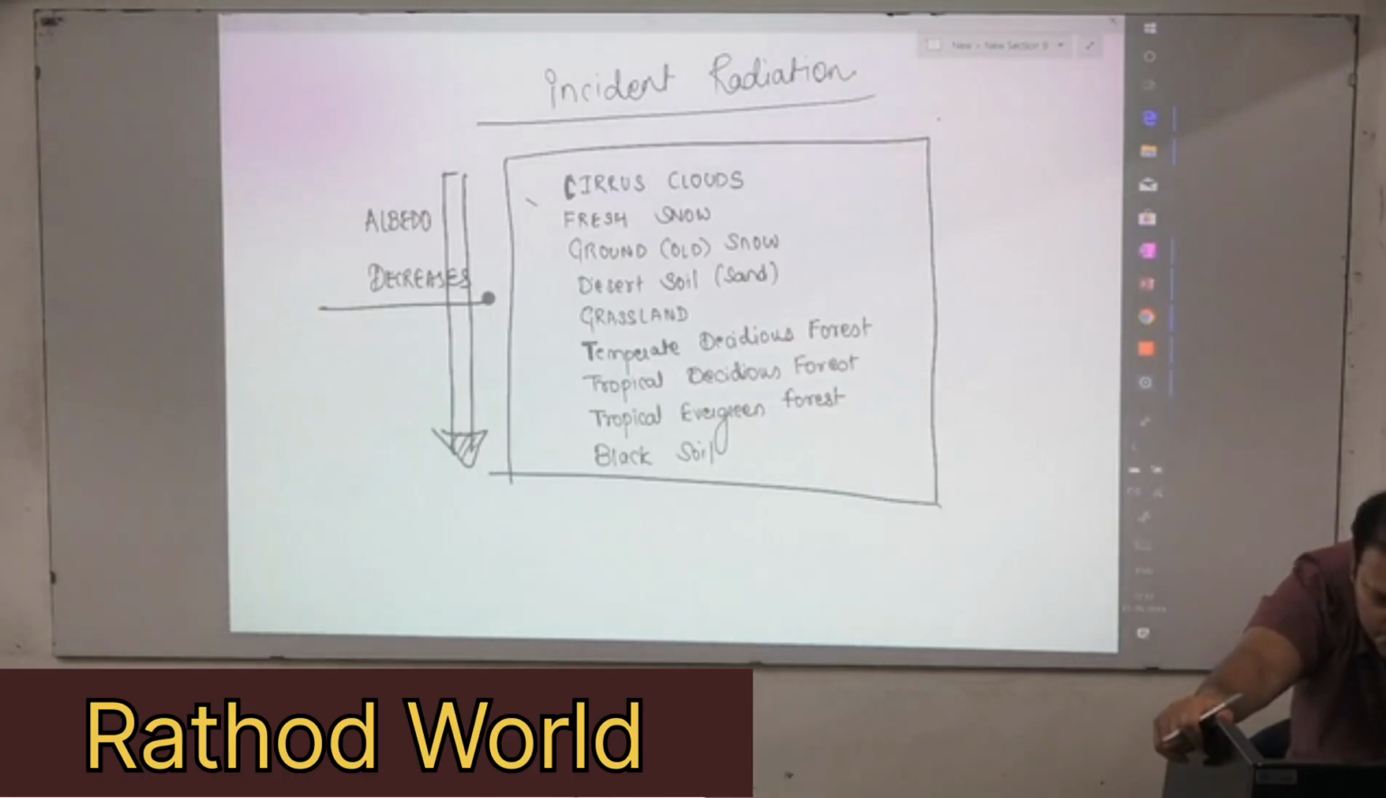In general, the albedo of the earth goes on increasing from equator towards the poles, whereas the insolation goes on decreasing from equator towards the poles.